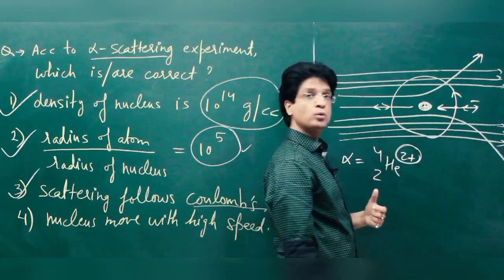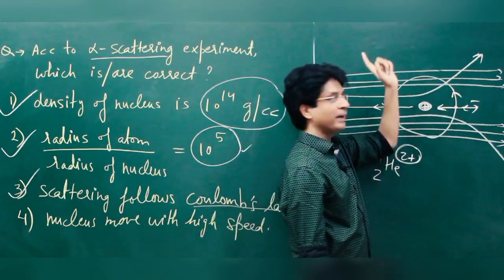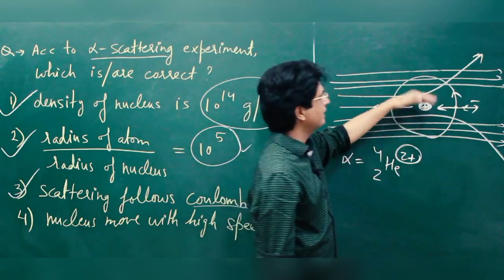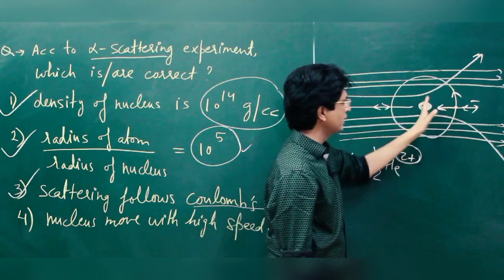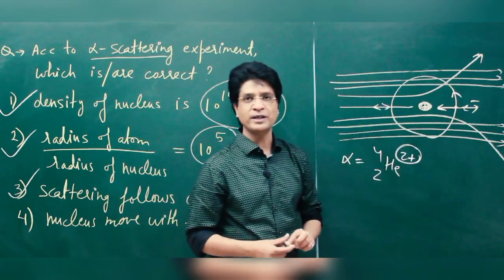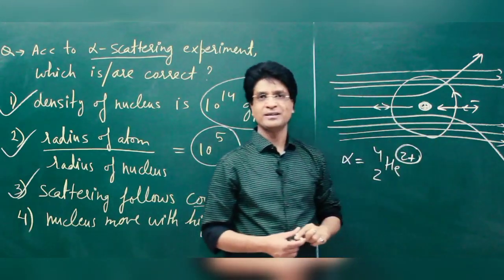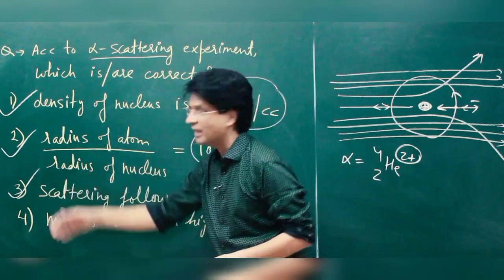But according to electromagnetic theory, the accelerated particles will lose the energy in the form of electromagnetic radiation, and it will soon fall into the nucleus. It was because of this electromagnetic wave theory that Rutherford's model couldn't stand correct. I hope this is clear. So this is incorrect, rest 3 are correct.